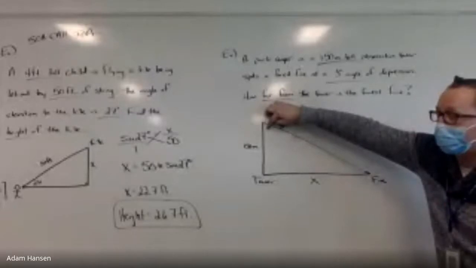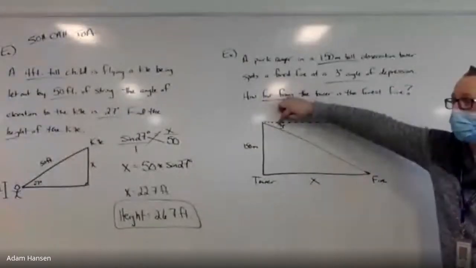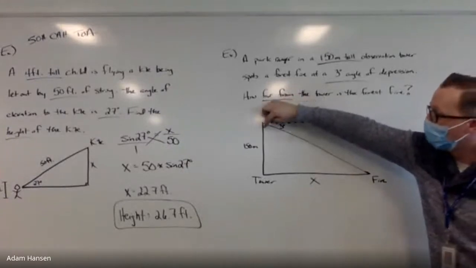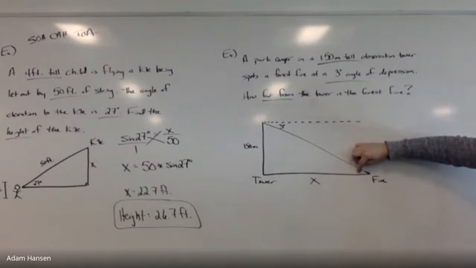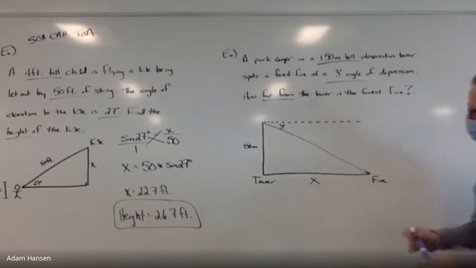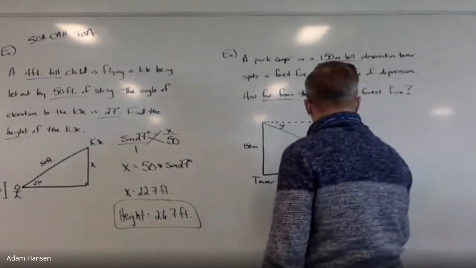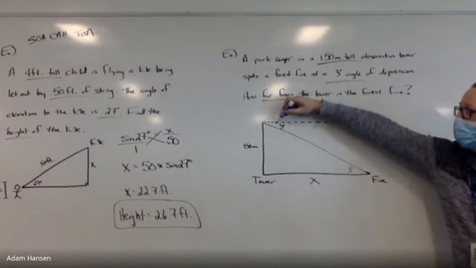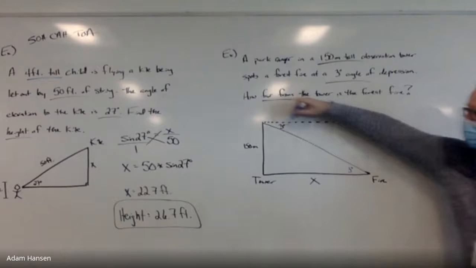I have a 3-degree angle of depression. That's not 3 degrees right here. It's 3 degrees right below the horizontal. But I can move the 3 degrees somewhere else. Which angle measures 3 degrees? On top or bottom within the figure? This is 3 degrees as the angle of elevation from the fire up to the tower. The angle of depression from tower to fire, what would this have to be?